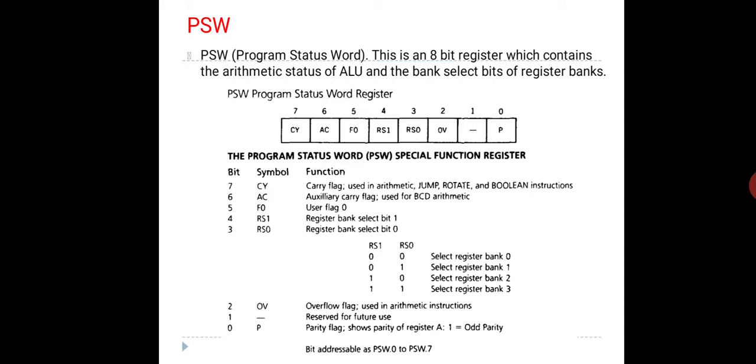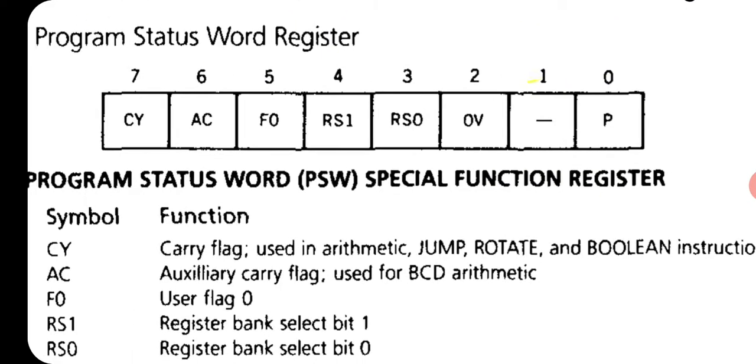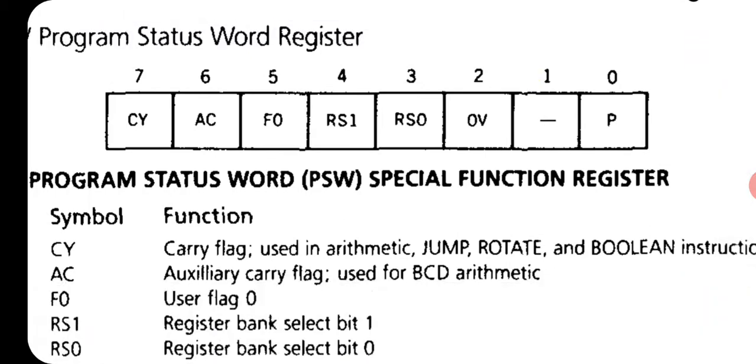So how does it do that? We'll see. First of all, you can see its 8-bit structure: 0, 1, 2, 3, 4, 5, 6, 7, from 0 to 7 it has 8 places. So it is an 8-bit register. Each of these stands for a bit: 0th bit, first bit, second bit, third bit, fourth bit, fifth bit, sixth bit, seventh bit. So total 8 bits. The 0th bit stands for P.